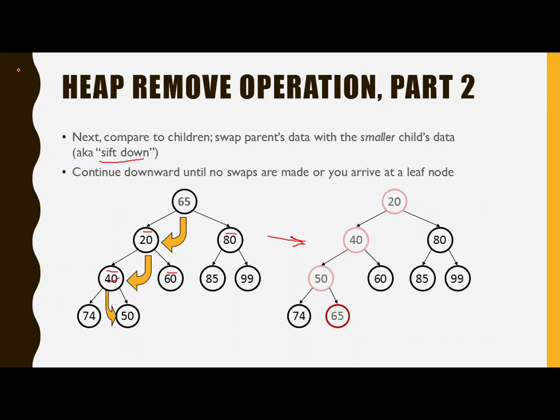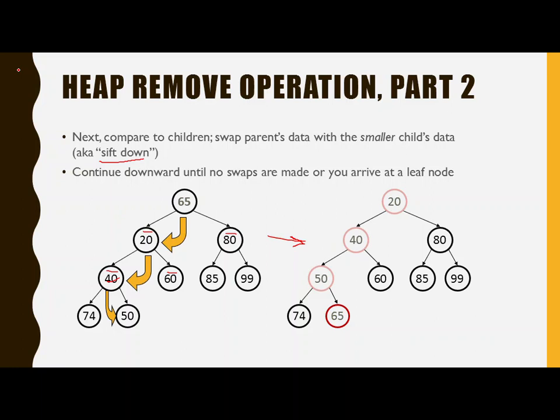When you remove from the top, you take the next one that's at the end of the heap and move it to the top, and then you sift down by comparing to the smaller of the two children and you move it down until you run out of road. All right, so that makes sense.